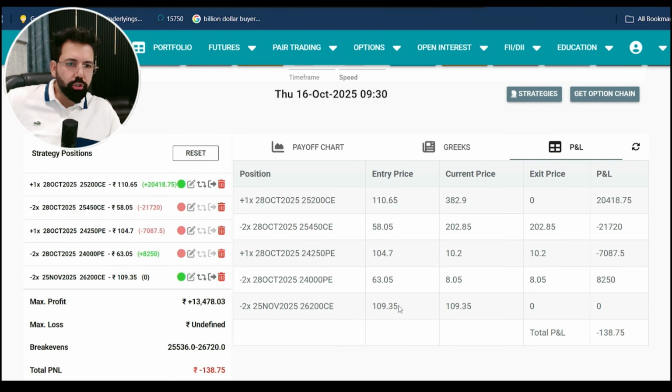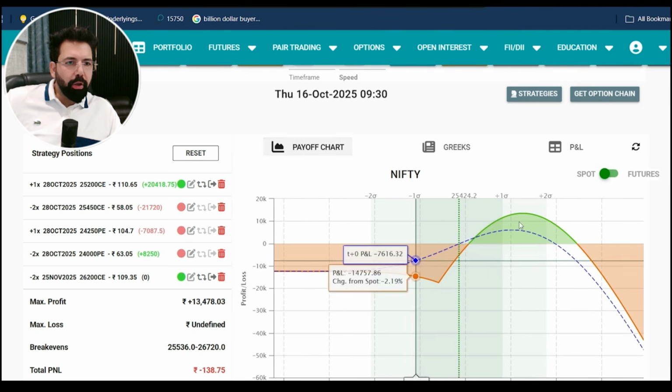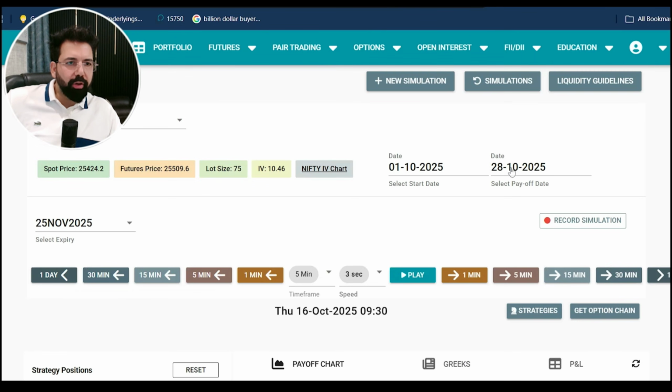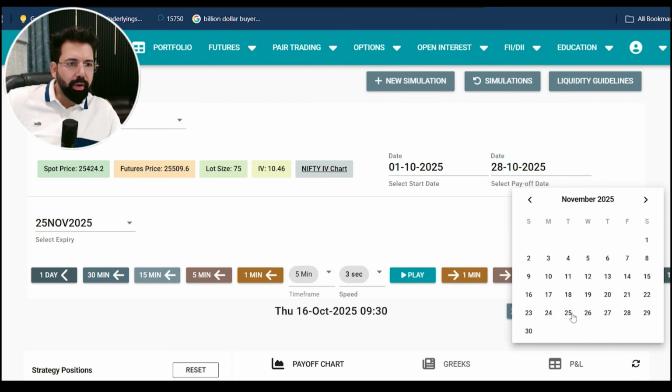As you can see, this is the new position which we introduced. This is the next series, and we sold the 109 option because, naturally, if you could see the current price was 202, so probably half of it. And let's see how it looks on the payoff. And this is how it looks. And if I change the payoff to November, this is how it looks.